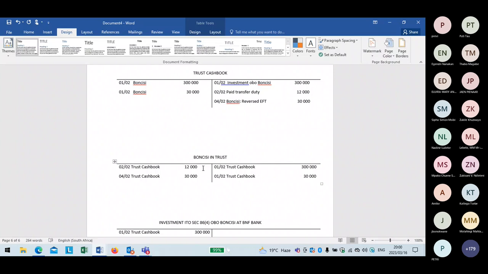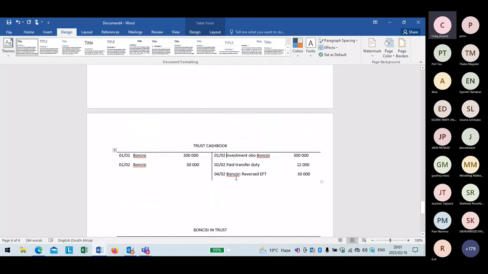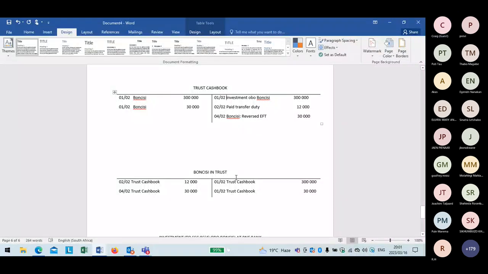The business account. You've taken the 12,000 for the transfer duty, and there's no money. What do we do with it? Transfer it back from the business account. We credit the trust account and debit the business account. No, when you do so, it means you are taking money from trust to business. Sorry, the other way around. We debit the trust cash book.